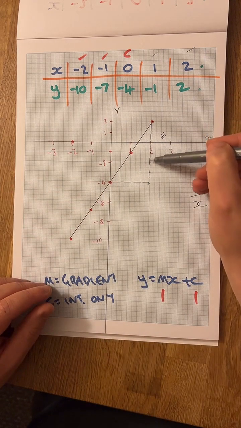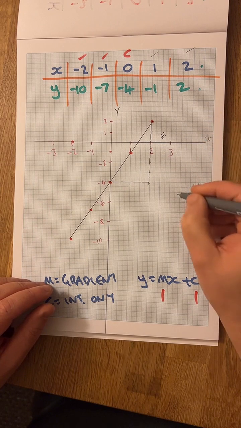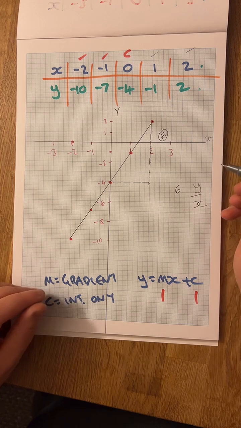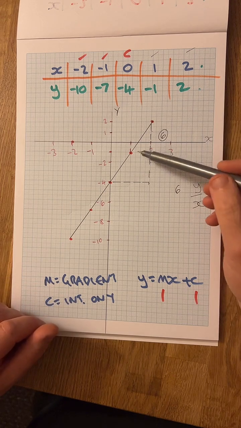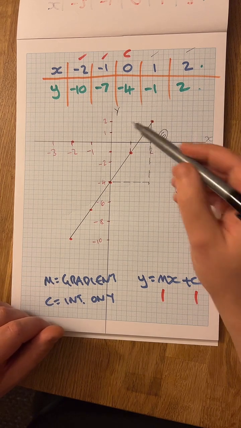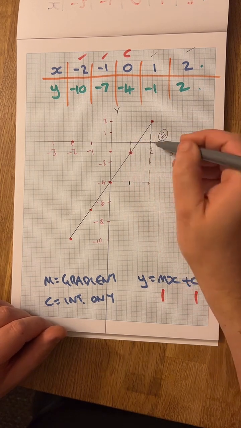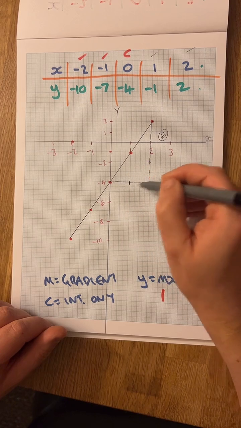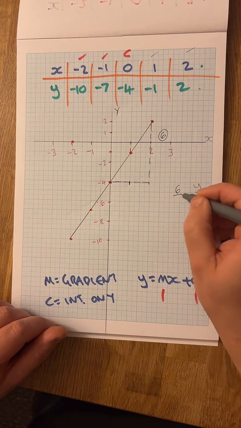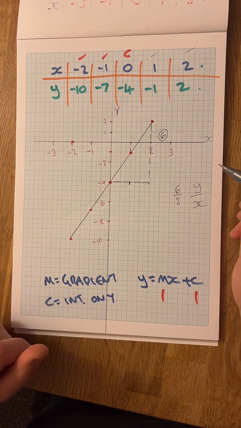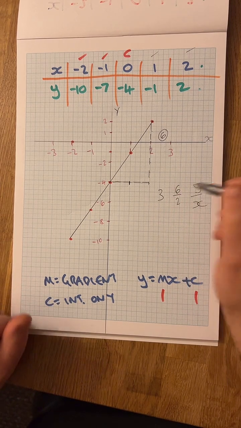1, 2, 3, 4, 5, 6. So the change in Y is 6. And then the X, it's that line. So it's 2. 6 divided by 2 is 3.